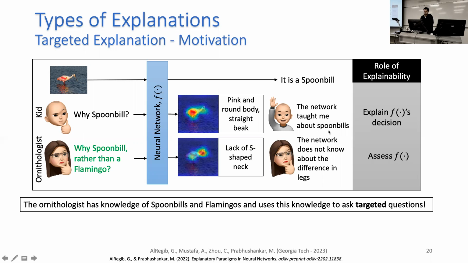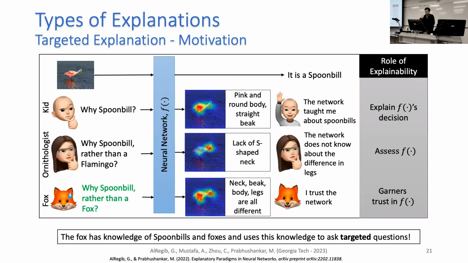In other words, what is happening here is that instead of just explaining the decision of spoonbill, now the ornithologist, who's an expert in the field, can actually assess the network and say that yes, it's making the right decision, but it doesn't know the full picture. It doesn't know the whole story, which is that it's not just the neck that is different, it's the legs as well. Someone else can say, okay, why spoonbill rather than a fox? Then the network needs to say, okay, everything is different. The neck, beak, body, legs, everything has to be highlighted, so as to garner trust. This basically gives us this idea of targeted explanation. The target is towards the human beings. The person who's asking the question is who is being targeted in these kinds of explanations.